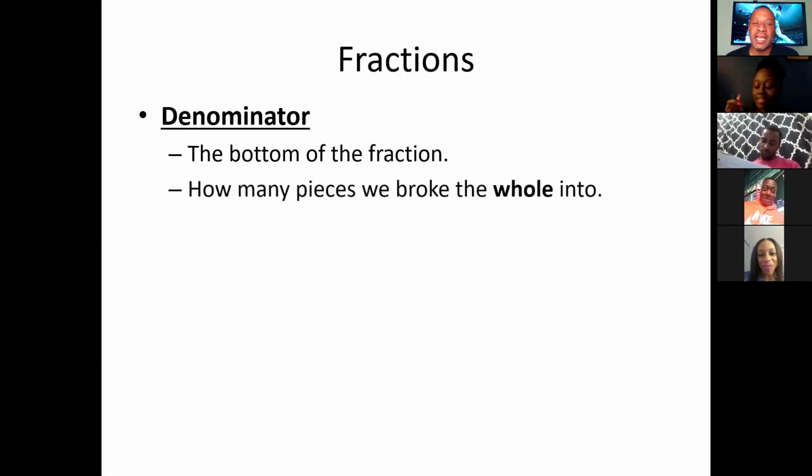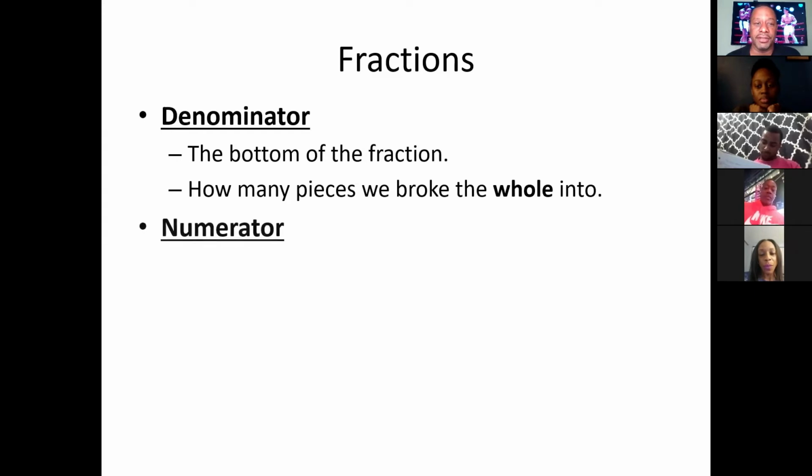Bottom of the fraction, it is how many pieces we broke the whole thing into. So if you got $6, that's the whole thing. We're gonna split it. I get 3, you get 3. 6 is how many we broke it into. We broke it into 2.